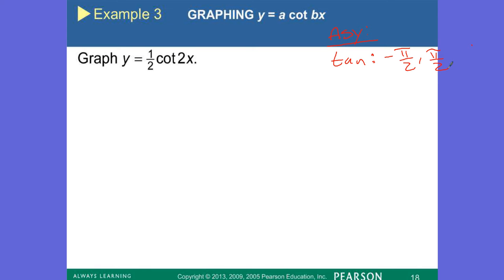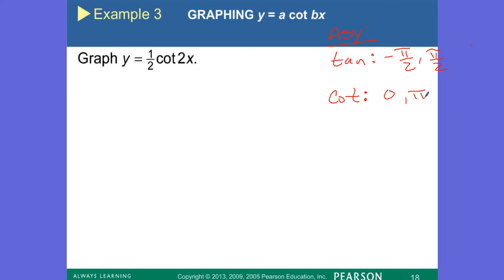There's tangent. Next one's cotangent. Cotangent has natural asymptotes at 0 and pi. Now, what is the period supposed to be for these two things right now? Pi, right? Because sine and cosine is 2 pi, but tangent and cotangent are? Pi. Thank you. So, one person paying attention. Thank you. I appreciate that.